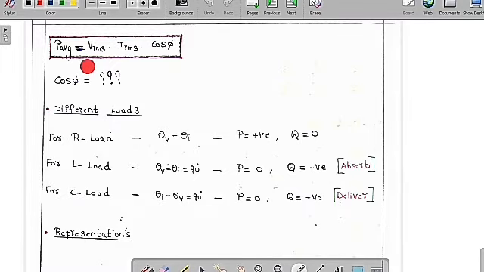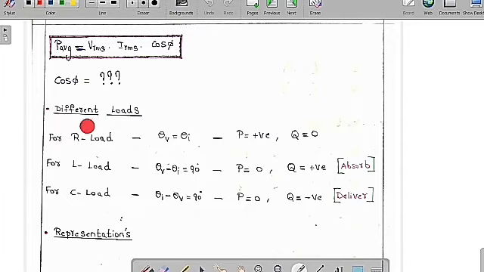Average power is equal to Vrms into Irms into cos of phi, where phi is the angle between the V of t and the I of t. So this is called the phase difference between the voltage and the current. So therefore, we know the value of P average, we also know the value of Vrms, and we also know the value of Irms. So from this we can easily find the cos factor, the power factor of this circuit also we can figure out, which is cos phi.